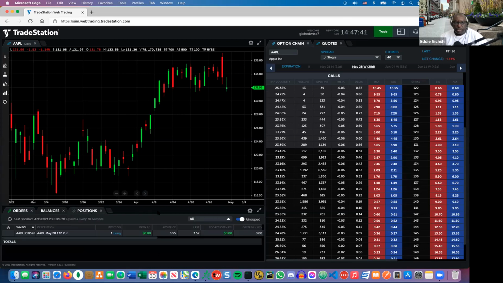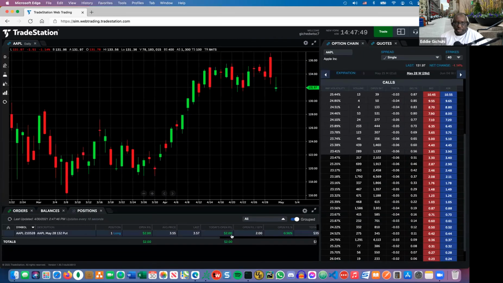How do I know I got filled? I had my phone ring. So I got filled at 355. That's my average price. So if you're in TradeStation, the positions tab is what I am looking at to see how much I got filled at, right?